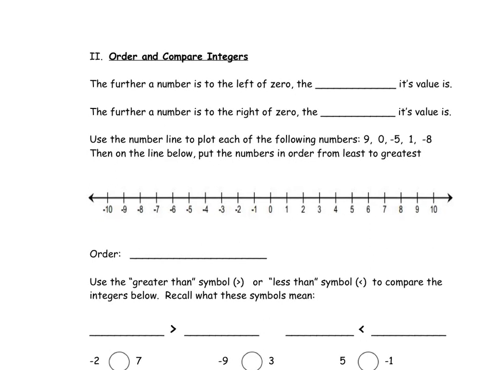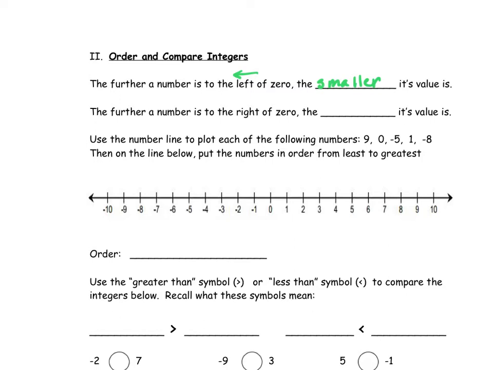Next, we're going to try to compare and order integers. This says the furthest a number is to the left of 0. Let's remind ourselves what left is. Left goes this direction, left. It turns out that the further a number is to the left of 0, the smaller the value is. This doesn't seem right, but -100 is smaller than -50.